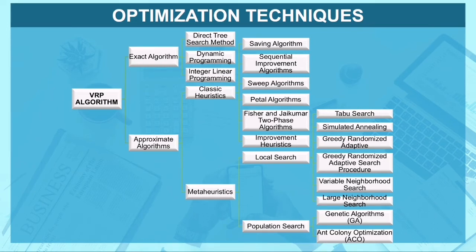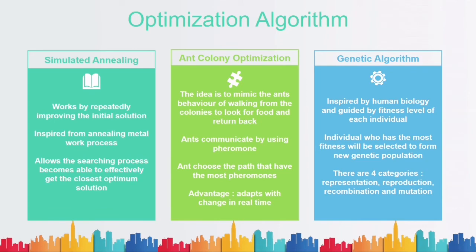For this research, I'm focusing on three famous algorithms, which are simulated annealing, genetic algorithm, and ant colony optimization algorithm. Simulated annealing is a meta-heuristic algorithm used to overcome combinatorial optimization. It works by repeatedly improving the initial solution by implementing small local changes until no further improvement can be made or the final condition is met.